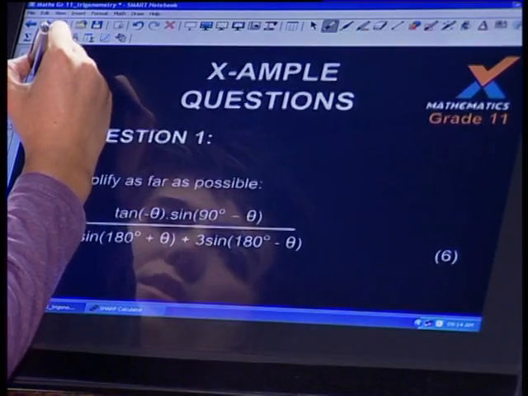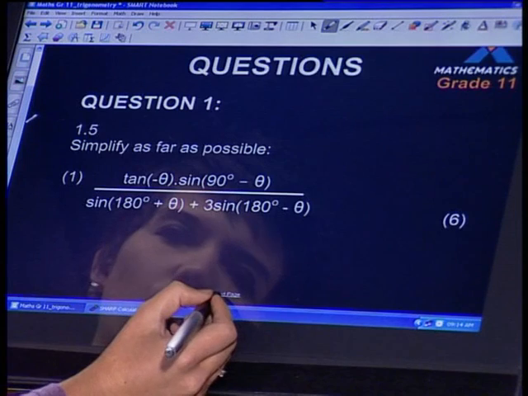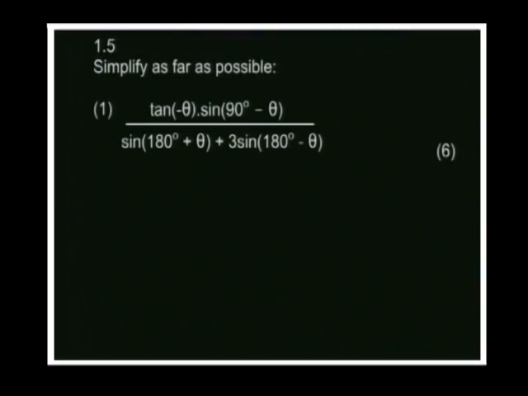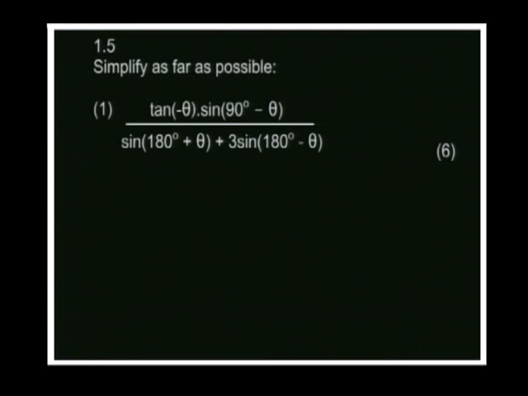Right. Then example questions 1.5. Simplify as far as possible. I have tan minus theta, sine 90 minus theta, 90, we know that's cofunction, so that's already in my head. 180 plus, it's definitely reduction formula, and 180 minus, again reduction formula, and there I have a negative angle. Right, let's start. I draw up my cast diagram because I have to check my signs.